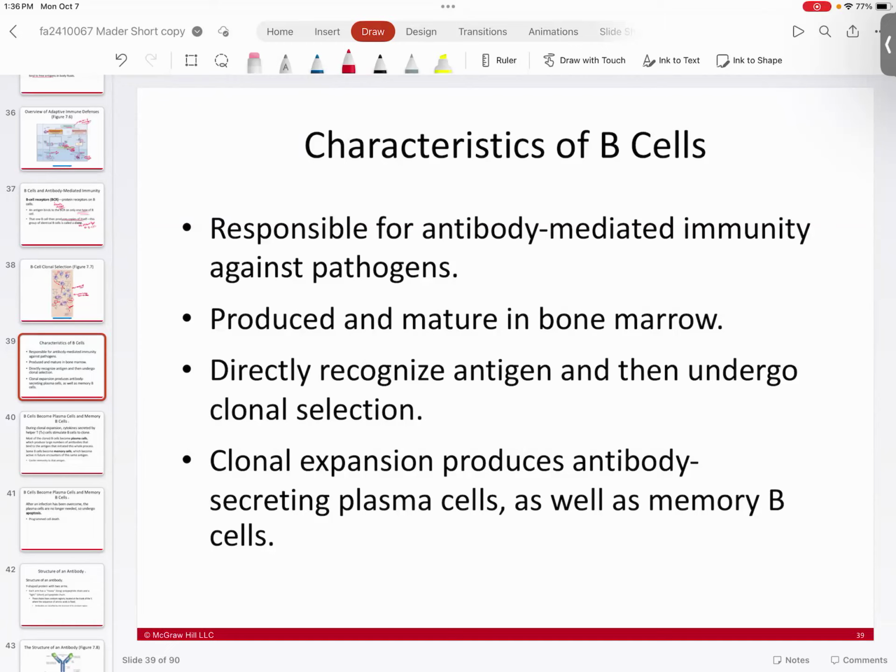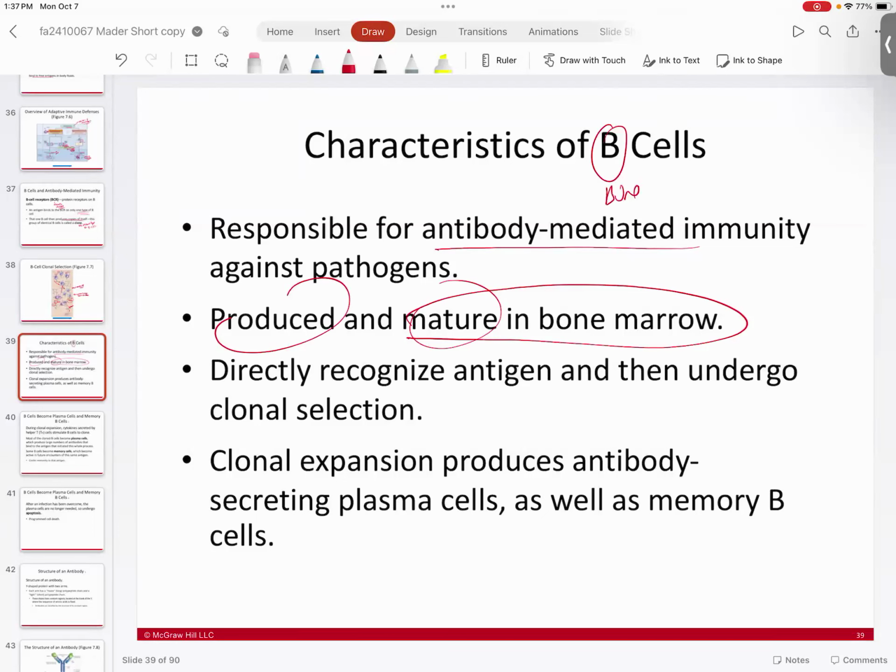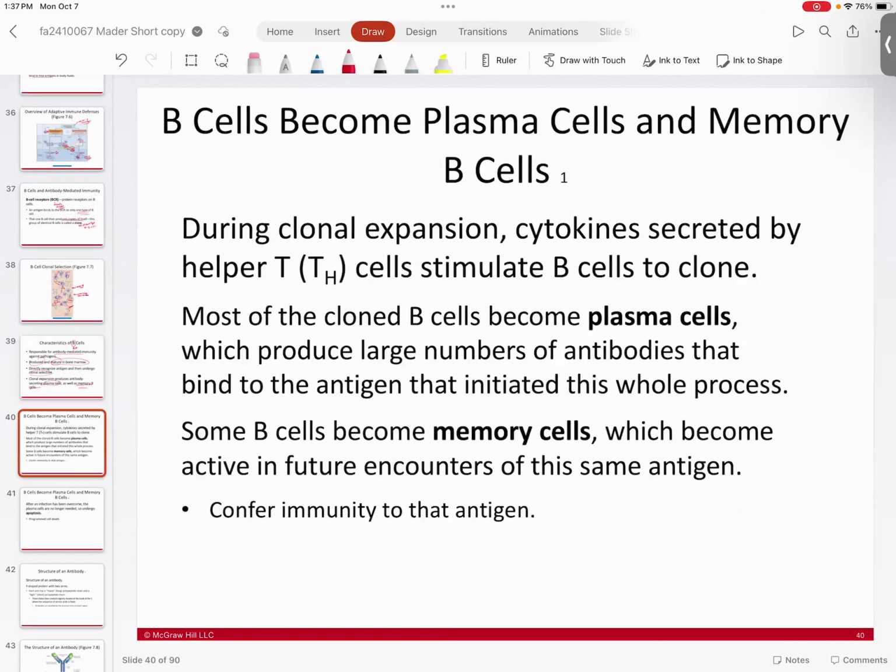So let's take a look at some of the characteristics of the B cells. Obviously these guys, we mentioned this a few times already, are going to be the ones responsible for the antibody-mediated immunity. They're going to be basically attacking the individual pathogens. They're produced and matured, two different things going on here. So they're born in the bone marrow and matured in the bone marrow. That's the reason why they're called B cells. B stands for the bone, right? The bone cells. And so their job is to directly recognize the antigen, and then they go through that clonal selection, which then expands to create your antibody-producing plasma cells plus your memory B cells.